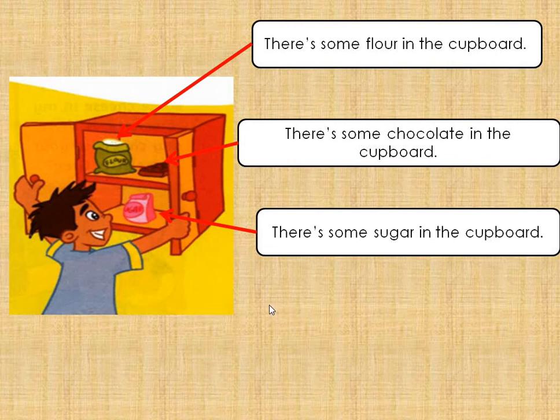Well done, class. Now you can say it confidently and correctly. Sekarang murid-murid dah belajar macam mana kita nak sebut sekiranya terdapat apa benda di sesuatu tempat.